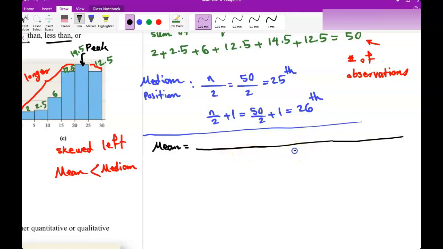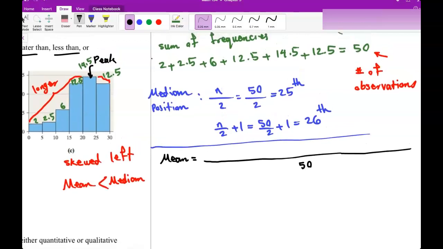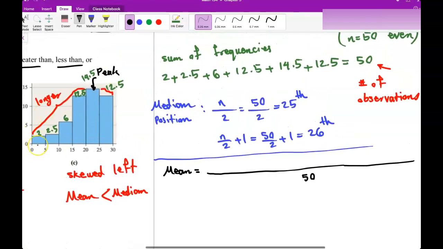Number of observations, denominator is 50. Now what we have on top, we're going to use this histogram. Here is 0. 0 multiplied by how many times we have this 0, which is 2, so multiplied by 2, plus, now this is 5. How many times we have this 5 is 2.5. The next one is 10. How many times we have 10 is 6.